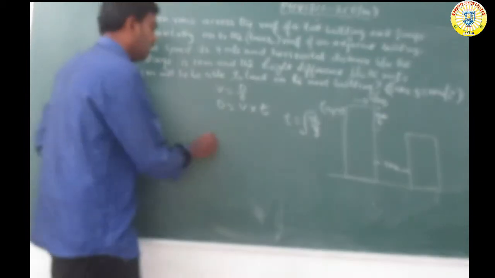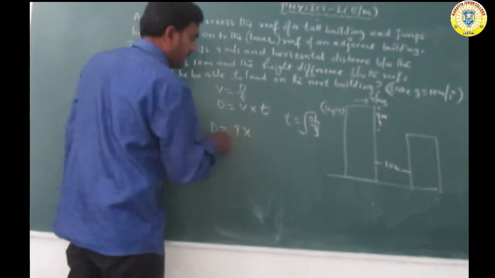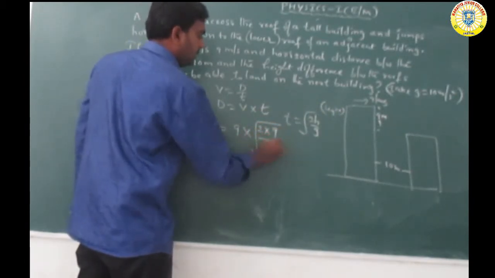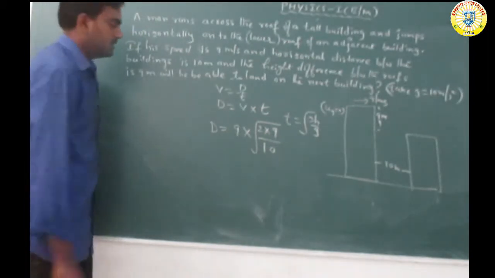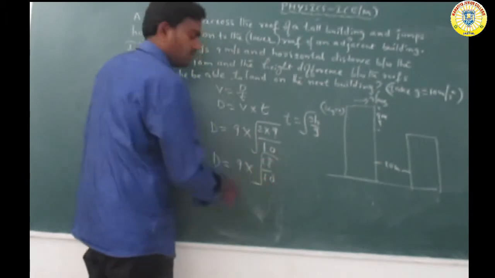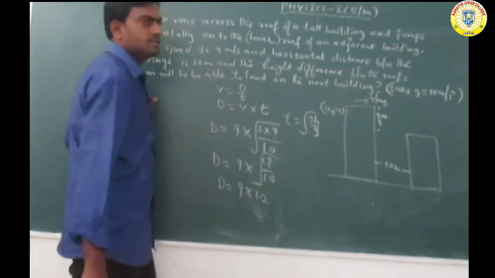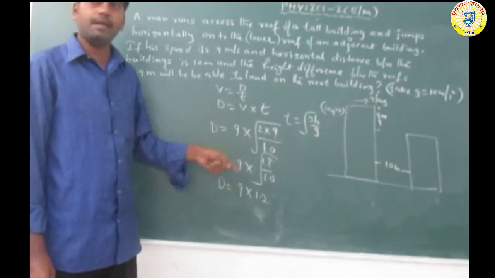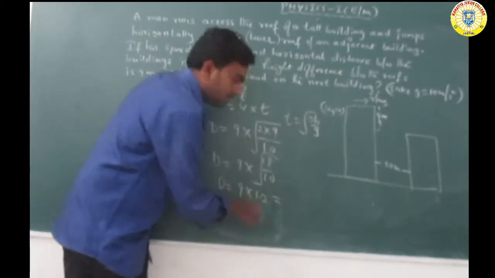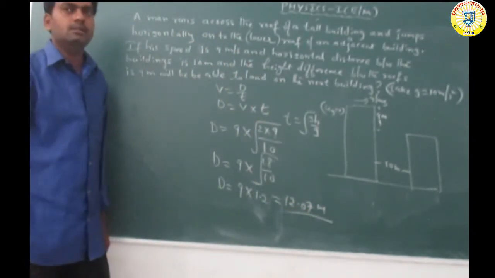Substituting all the equations, the distance is equal to velocity, 9 meters per second, into time. Time is equal to under root of 2h by g, that is under root of 2 into 9 by 10, which is 18 by 10, under root of 1.8, which is 1.2 approximately. So 9 into 1.2, multiplication gives 12.07 meters. The distance is 12.07 meters.